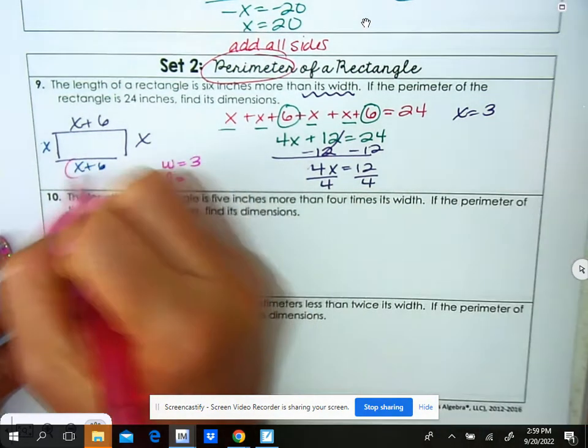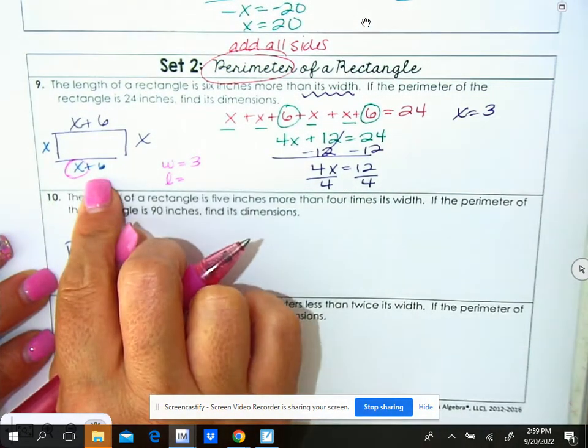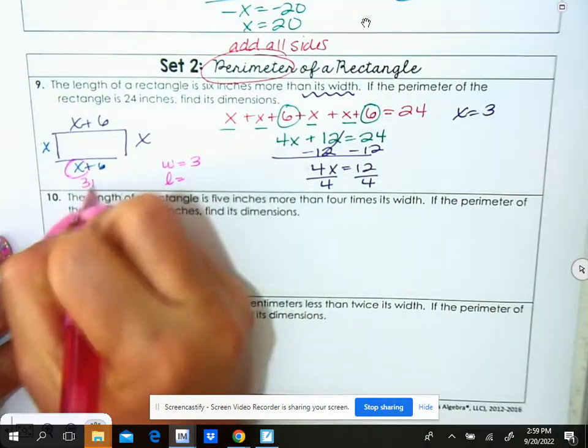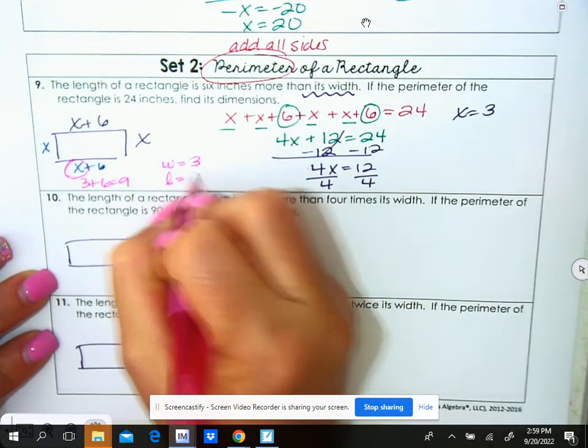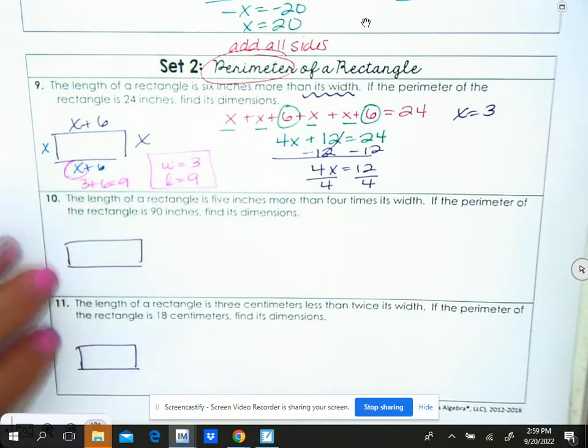Now to find the length, you have to plug in. So right here we know X plus 6 is our length. So 3 plus 6, which is 9, is going to be our length.